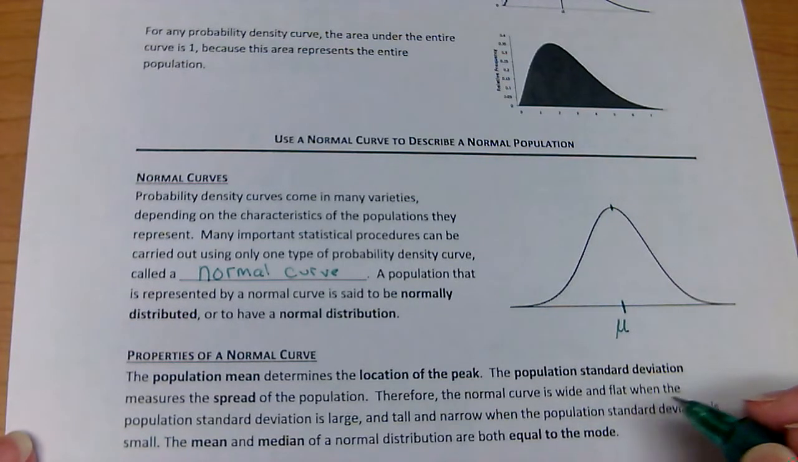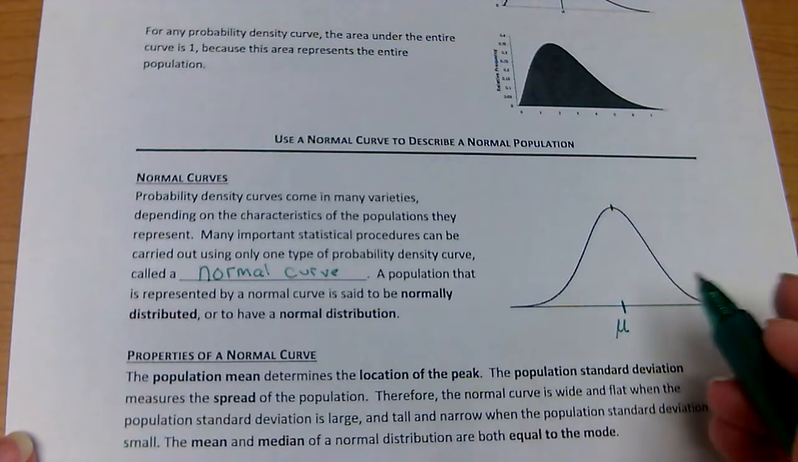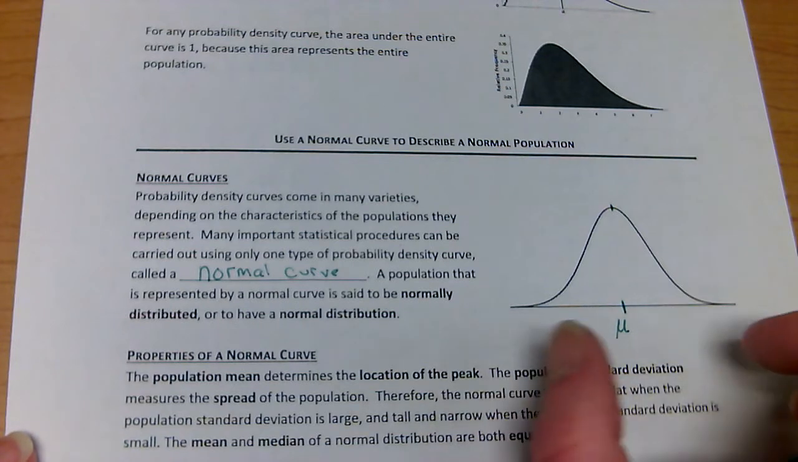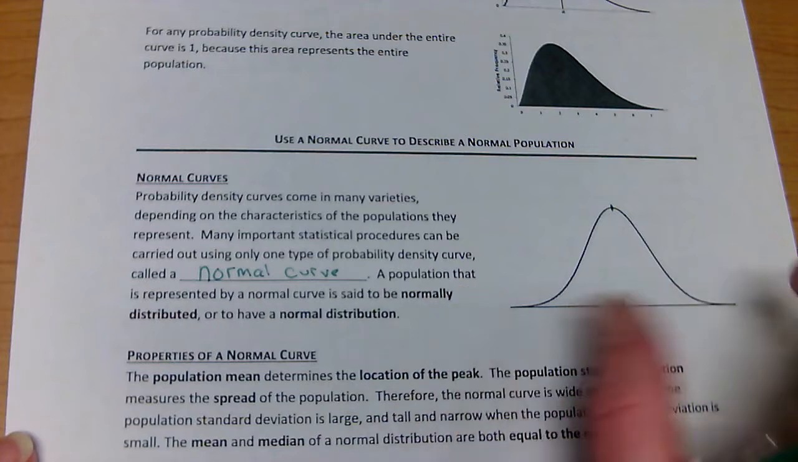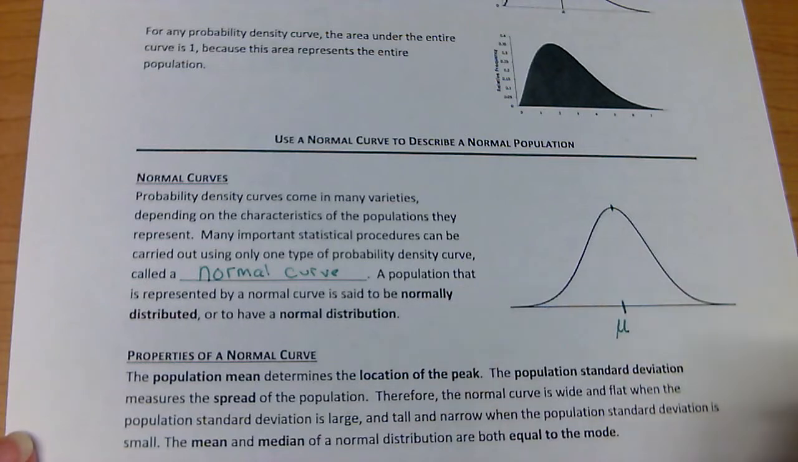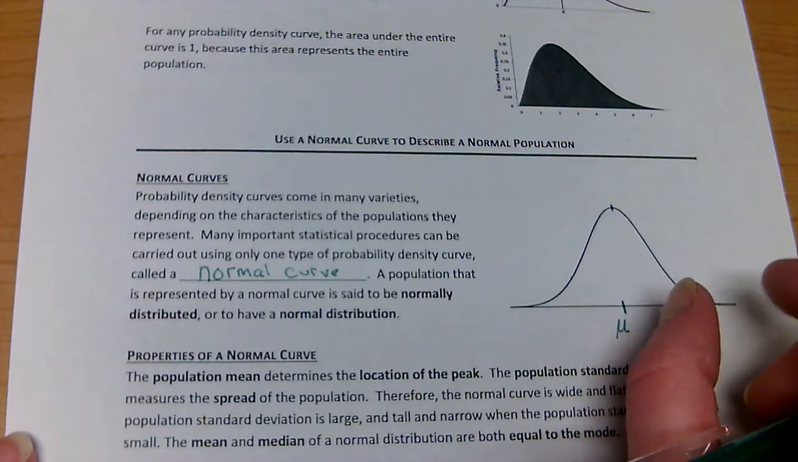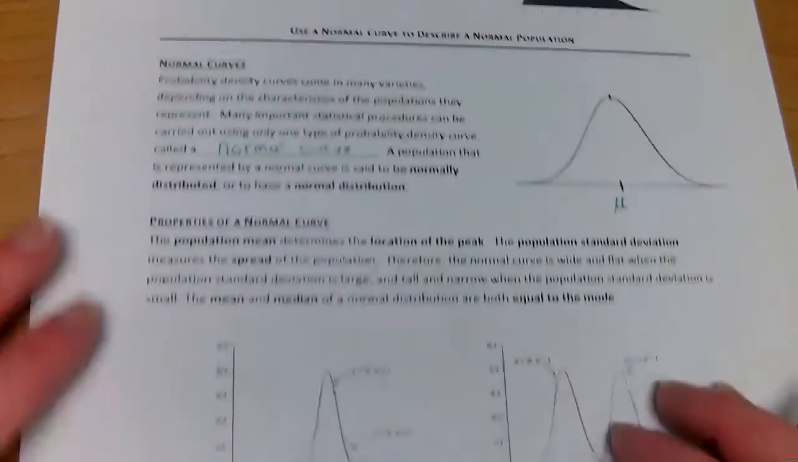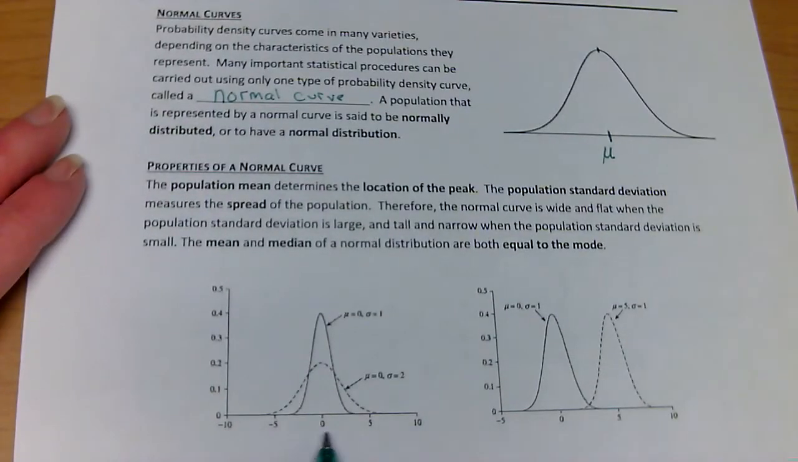Therefore, the normal curve is wide and flat when the population standard deviation is large. So how far away you are can make it wider if you have a large standard deviation. And if the standard deviation is smaller, it's going to be more narrow. So look at these two options. I have one that has a mean of 0 and a standard deviation of 1, and it's a pretty tall curve. But this one has a mean of 0 and a standard deviation of 2. That means things are farther from the mean, so it's more spread out.